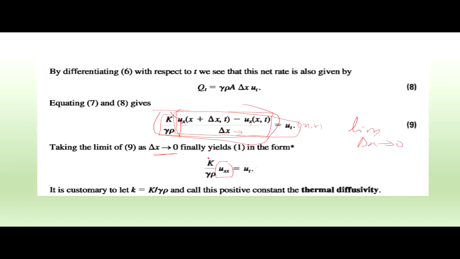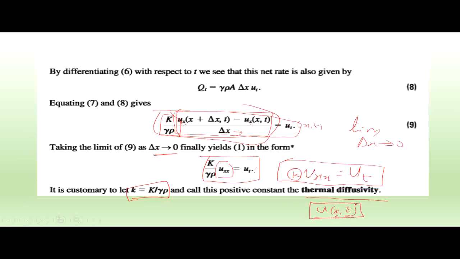That is u t. So this is the equation u xx equal to u t with a constant small k, where k is capital K over gamma rho, which is thermal diffusivity, which is a constant. So this is the equation of the one-dimensional heat flow. When you solve this one, you will find the temperature U at any distance x on the rod for any given time t, isn't it? So this is what we are going to solve.